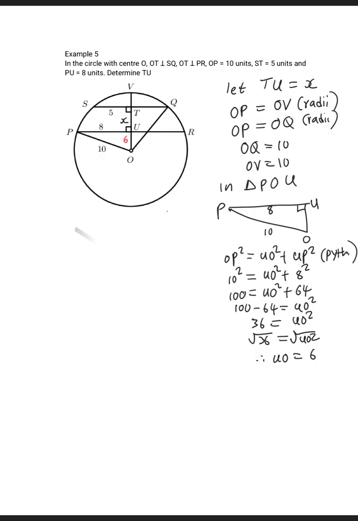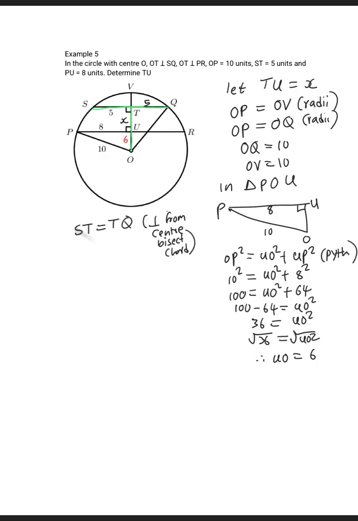Let me show you the situation. So we have that ST is equal to TQ, and the reason here will be perpendicular from center bisects chord, because we are told that this line from center here is perpendicular to this chord right here. You can see that, right? So if it's 5 there, we'll have a 5 also there.